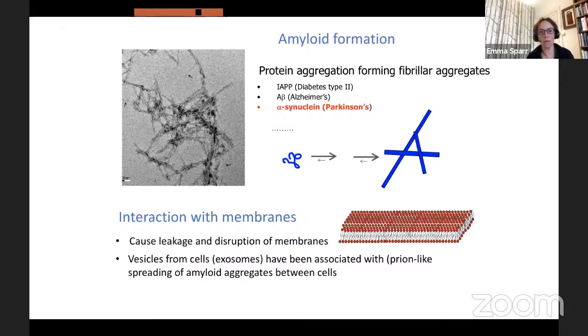So this has been a very active field since long, and there are still many open questions. There are some observations that may be interesting in this context. In the biological system, this aggregation process takes place in the presence of, for example, membranes and other macromolecular assemblies, and the protein may then interact or associate with these other assemblies. For membranes, one has seen that when aggregation takes place in the presence of a membrane, it can cause leakage and disruption of these membranes. And there are also membrane-associated processes that are thought to be linked to the spreading between cells.